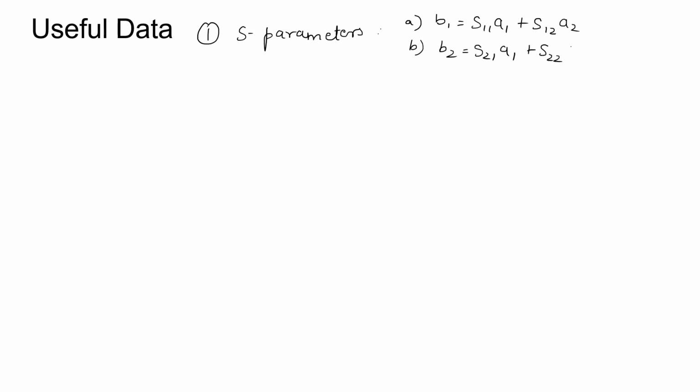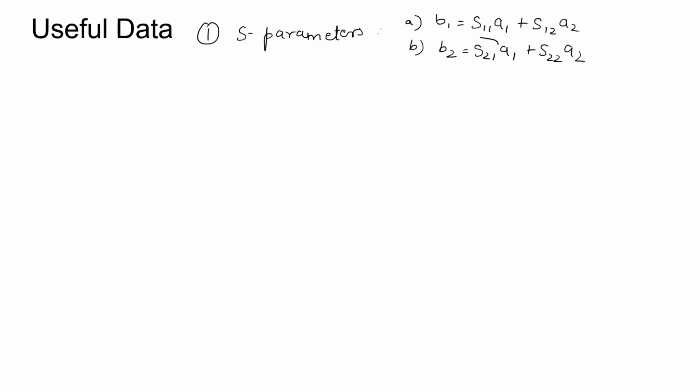The useful things that we need to have handy to solve this question are the equations of the S parameters, which is what we are asked to find. So the first thing is S parameters. How do you find S parameters? The first equation is B1 is equal to S11 A1 plus S12 A2, and the second equation is B2 is equal to S21 A1 plus S22 A2.